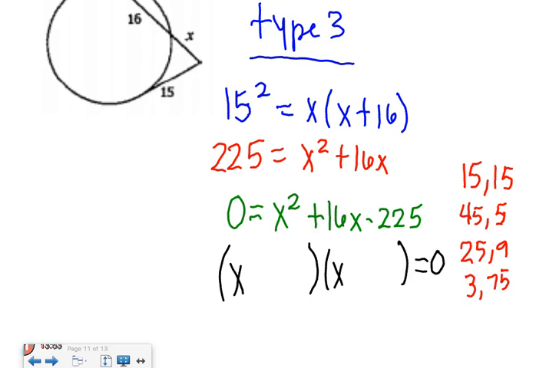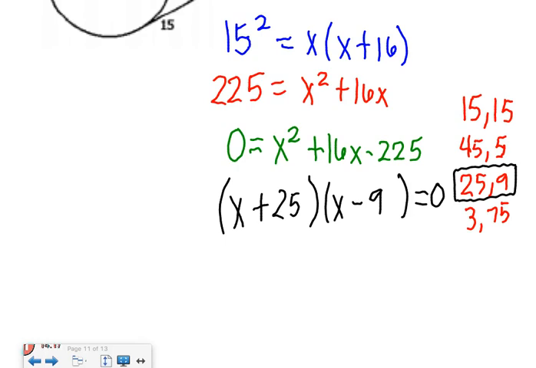What's the only way to multiply to a negative number? A positive and a negative. And we already said we're going to use this one. So what's going to have to be the positive number, the 25 or the 9? 25. Yeah, you guys are good.